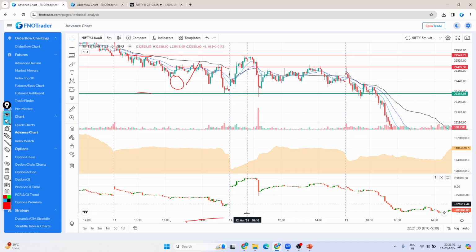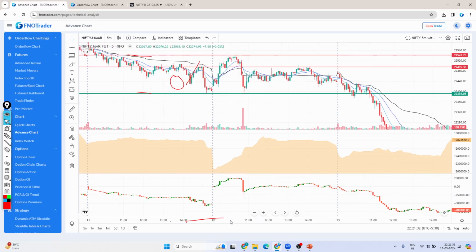So it hit the resistance and then it came down and then it was moving sideways for the rest of the day. Now today the market actually opened near the resistance point, and then it came down. Now we are talking about a Nifty futures 5-minute chart. It came down below the VWAP and then it came down.